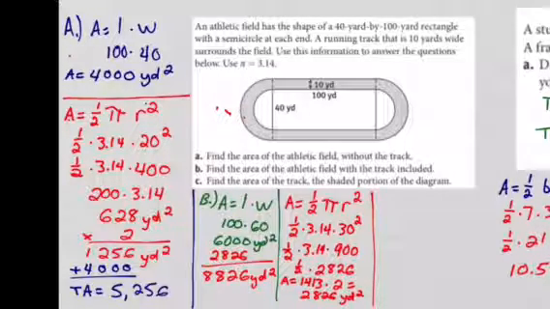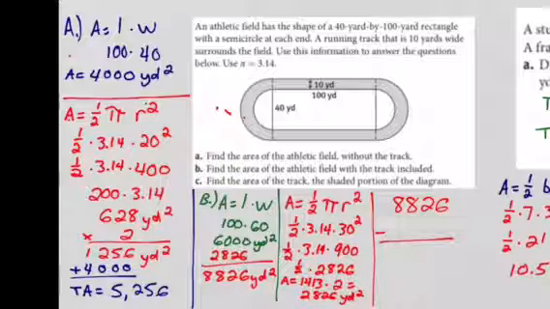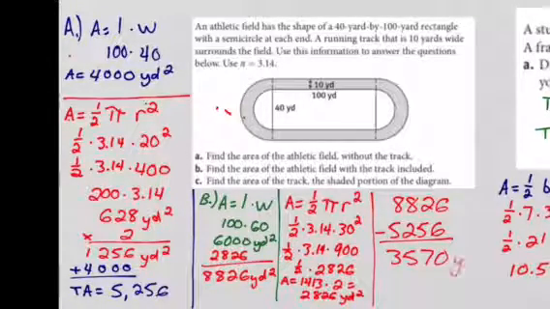And so to find the area of the track only, we take the total area of the track and field, so 8,826, and we are going to subtract from that 5,256. And when we do that, we get 3,570 yards squared.